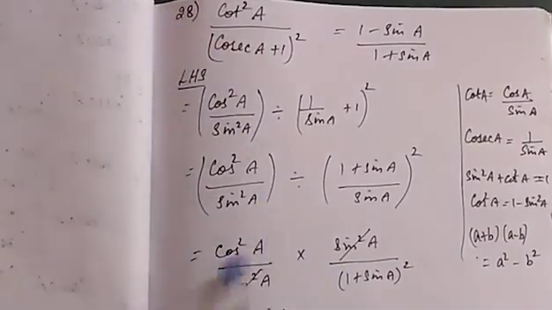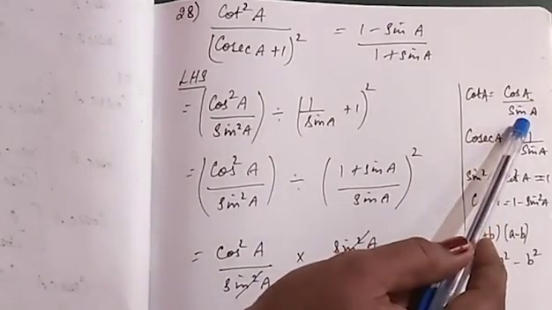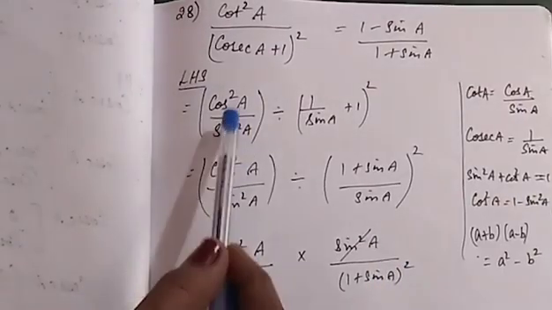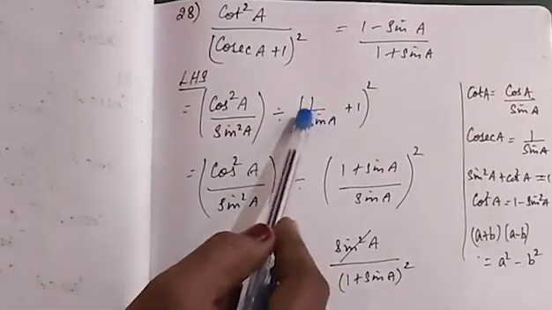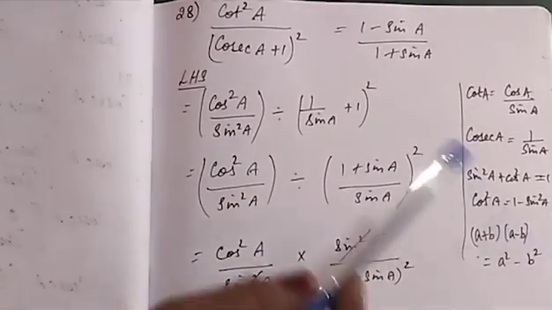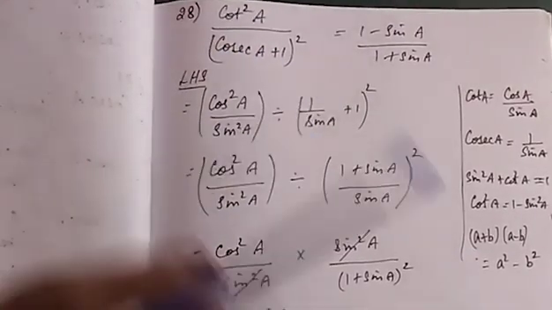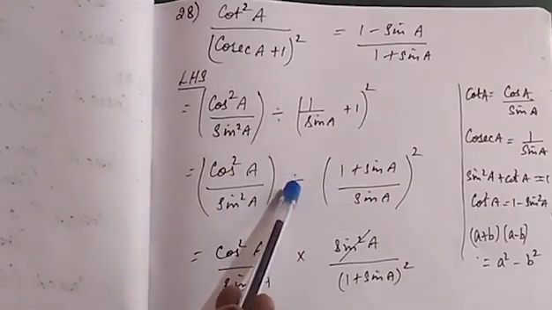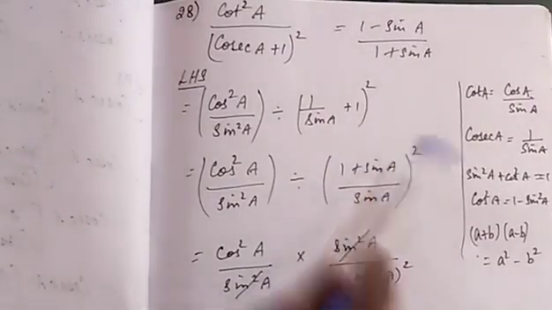Take the left hand side. So, write cot means cos A upon sin A. And cosecant 1 upon sin A. Okay. So, write cos square A upon sin square A divided by 1 upon sin A plus 1 whole square. In the place of cot, you will write cos upon sin. In the place of cosecant, you will write 1 upon sin. Now, cos square A upon sin square A divided and take LCM here. 1 plus sin A upon sin A whole square.